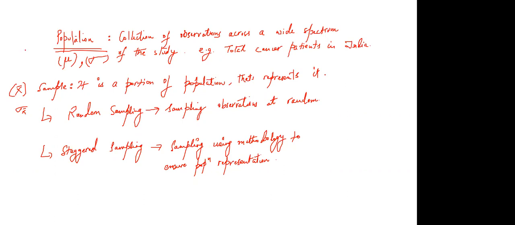So let's start with what we mean by population. So population is a collection of observations across a wide spectrum, e.g., let's say total number of cancer patients in India. Okay, so जब भी आप population की बात कर रहे हैं, you're talking about a broader set of observations which can have people from different parts, or when you're doing a study, it can be a bigger number of people than what you want to analyze on.